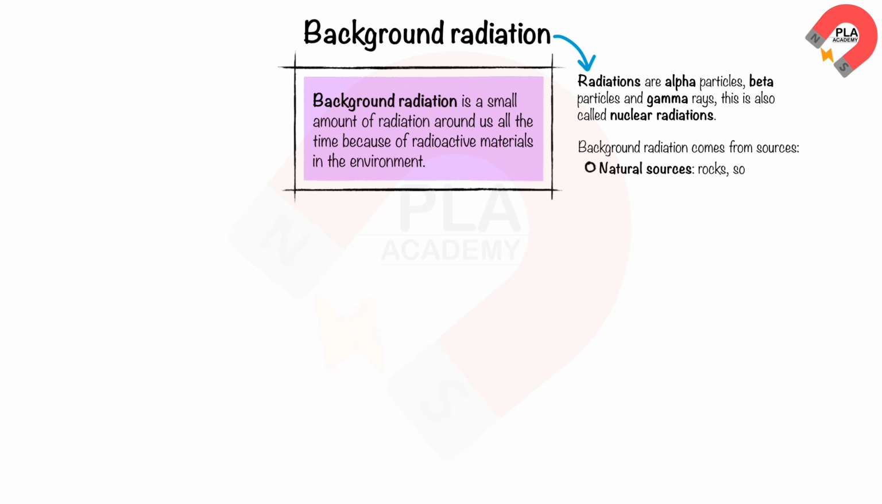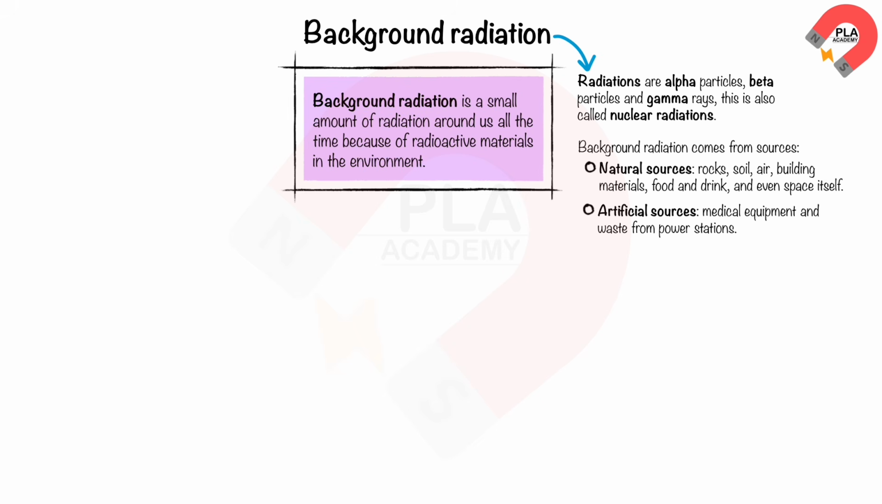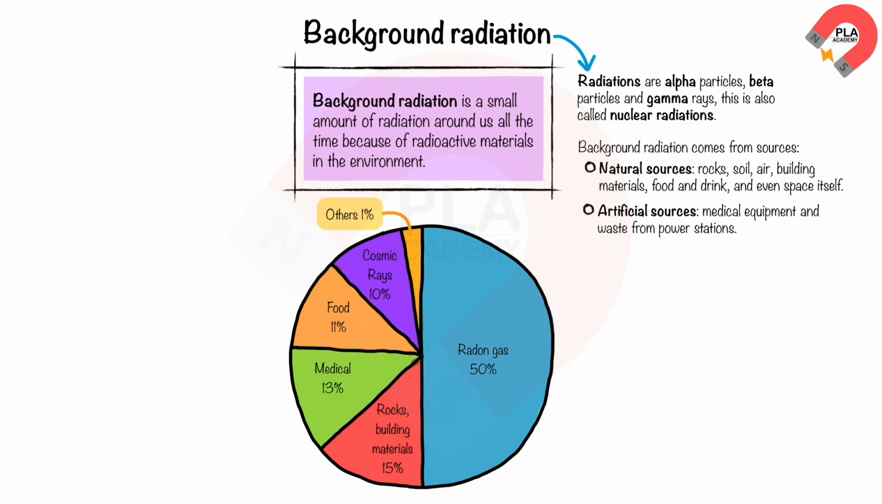Naturally occurring radioactive materials are present in our surroundings, including rocks, soil, air, building materials, food and drink, and even space itself. These natural sources contribute to the majority of background radiation we encounter. Artificial sources include medical equipment and waste from power stations. The proportion of sources of background radiation in the environment is shown on the diagram. Radon gas in the air is the primary source of background radiation. It comes from the ground due to the natural decay of uranium in rocks and soil.